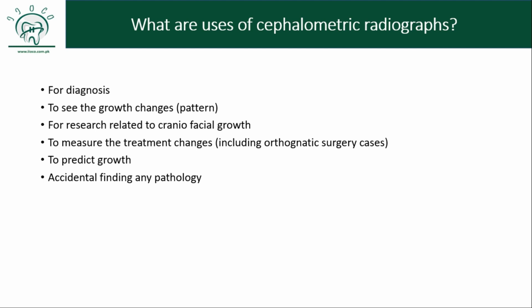You can also measure the treatment changes with the help of this radiograph, especially in orthognathic surgery patients. Like if you want to compare the changes before and after surgery, you can measure on this radiograph. You can also predict the growth, and you can also have some idea about the growth spurts in your patient with cervical vertebral maturation method. And sometimes you also find some pathology accidentally. But today we will discuss how to diagnose the problems in your patient with cephalometric analysis.